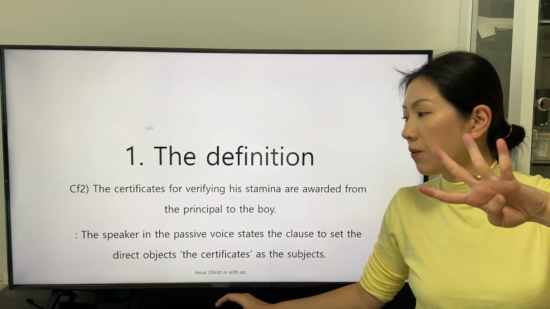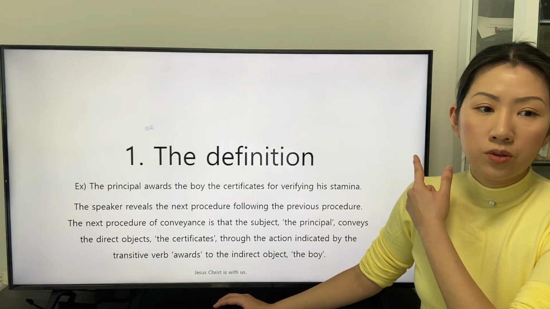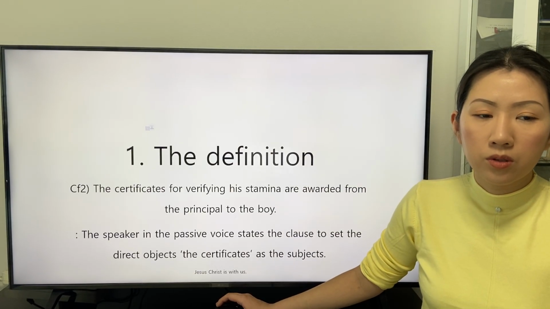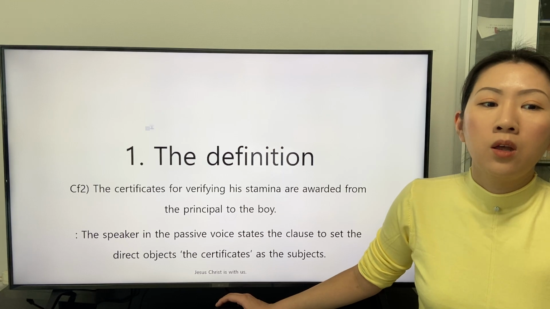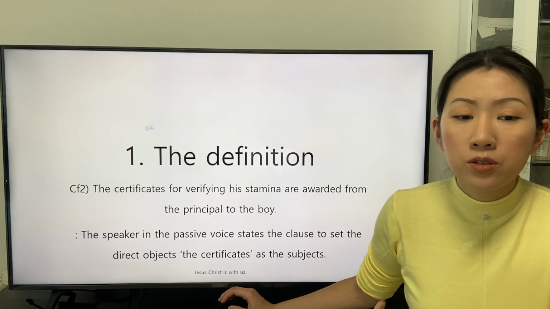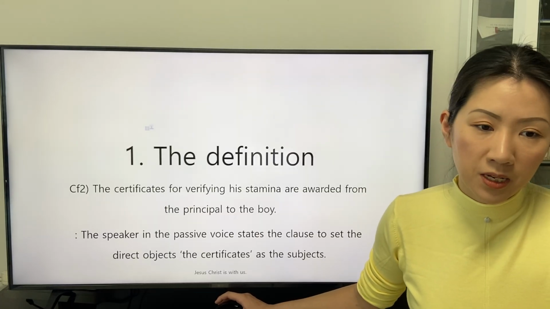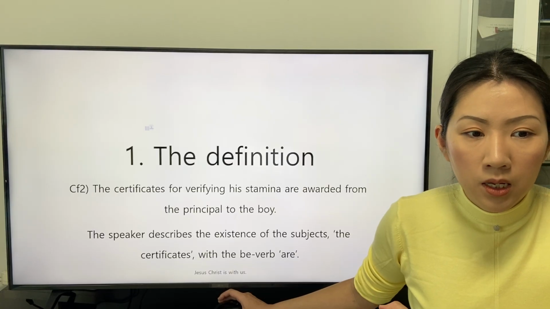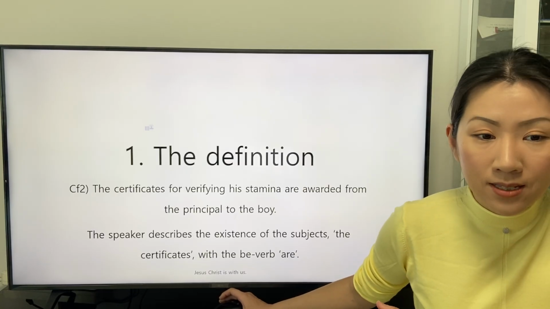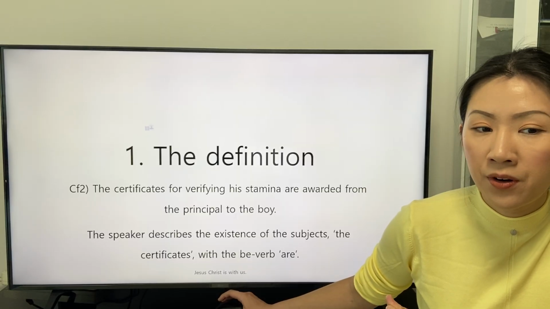In the first type of clause, this one. The speaker in the passive voice states the clause to set the direct object, the certificate, as the subject. The speaker describes the existence of the subject, the certificate, with the be verb are.